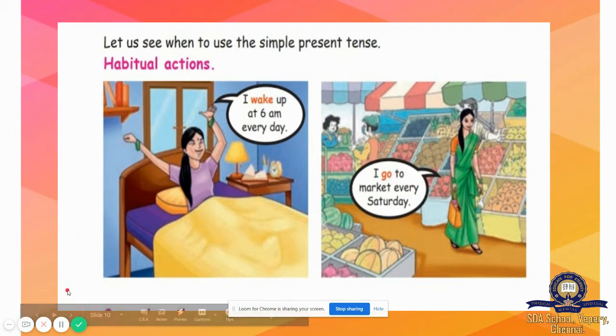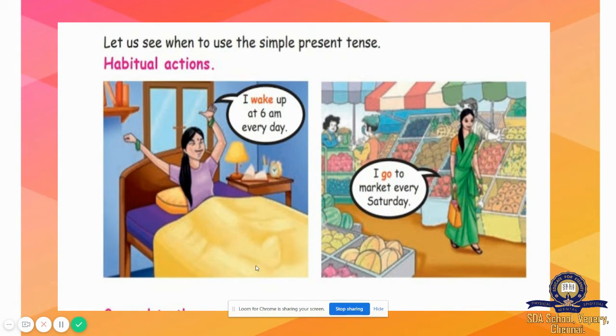So, I wake up at 6 a.m. every day. Every day is a regular action. So here, what is the simple present tense? Yes, wake. See, the simple present tense is wake. Yes, very good.